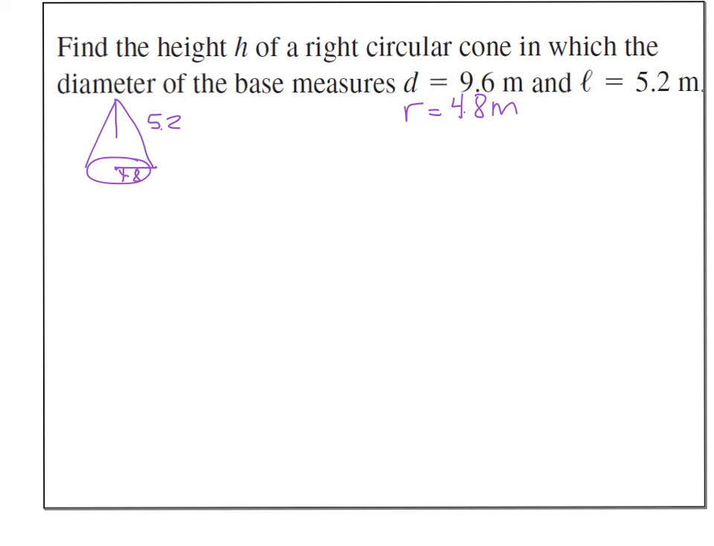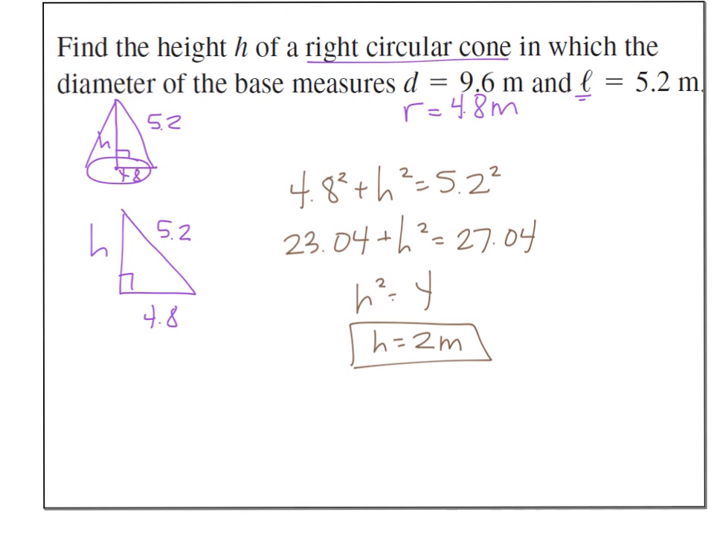And I don't know my height, but what did I just make? Now we know it's a right circular cone, so again we can use our slant height. All I have to do is use the Pythagorean theorem. I'm told that that's 5.2, this is 4.8, and that's h. So take a moment and see if you can come up with the right answer. You should have gotten something like h equals 2 meters. And I did that by just using the Pythagorean theorem and then solving for h.